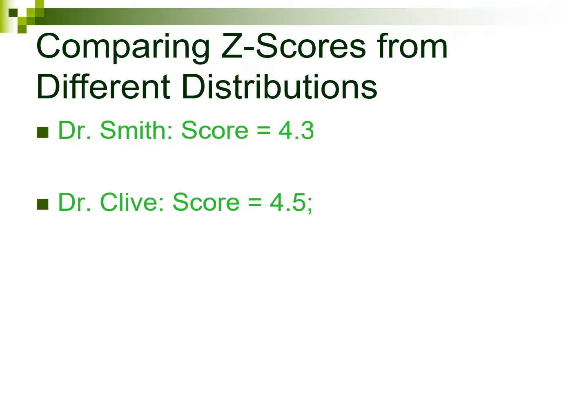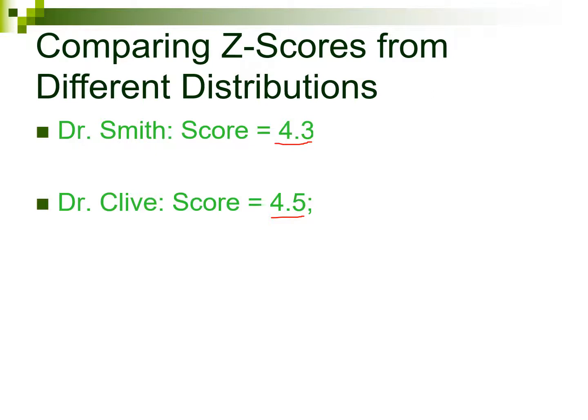We can see in the applications, on their resumes, that Dr. Smith had an average student evaluation score of 4.3 at his university, and Dr. Clive had an average evaluation score of 4.5 at his university. So the question is, which of these two professors should we hire, maybe based on their evaluation scores?